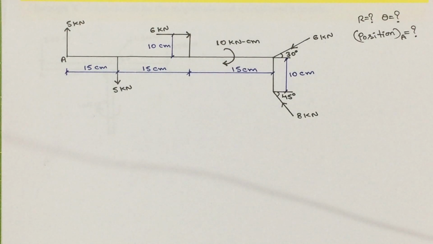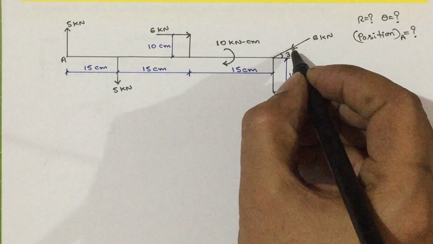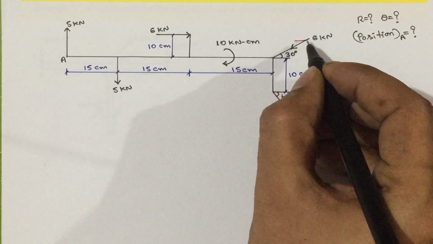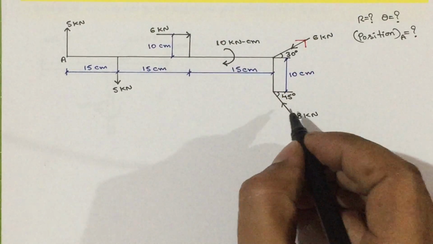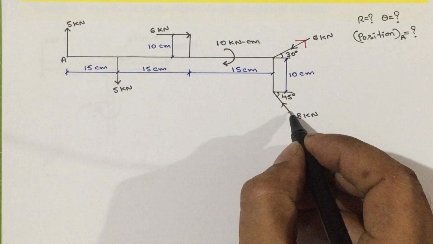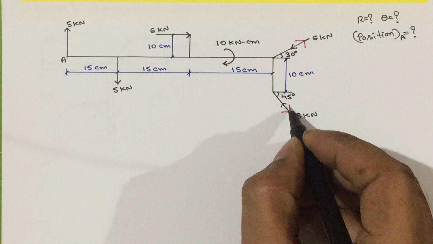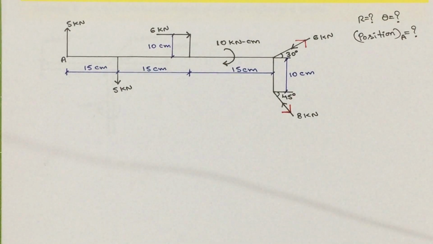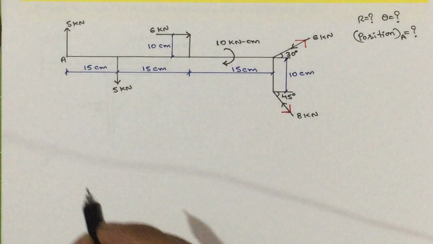Next, we need to split these inclined forces into horizontal and vertical components. So behind the arrowhead, draw a nearby horizontal line and vertical line. Next, we need sigma Fx and sigma Fy. Let us calculate that one.